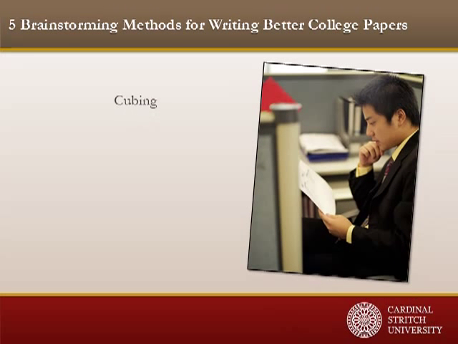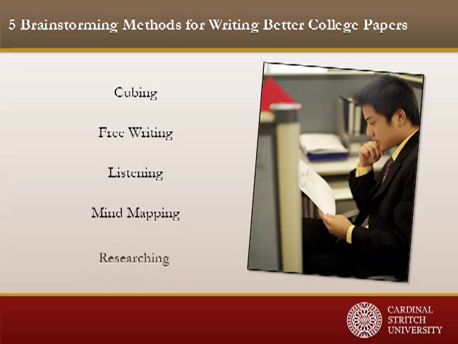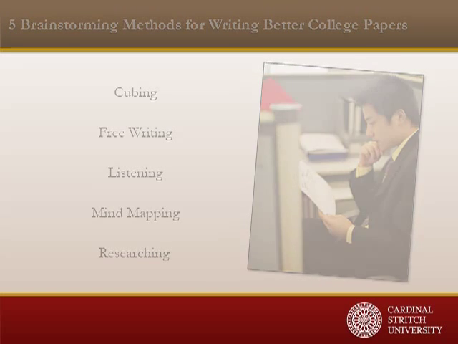First is cubing, then is free writing, third is listing, fourth is mind mapping, and fifth is researching. What they all have in common is they all help you get going in writing that paper. So you need to determine what strategy works best for you. And to do that, you'll probably need to experiment with some of these different ideas.